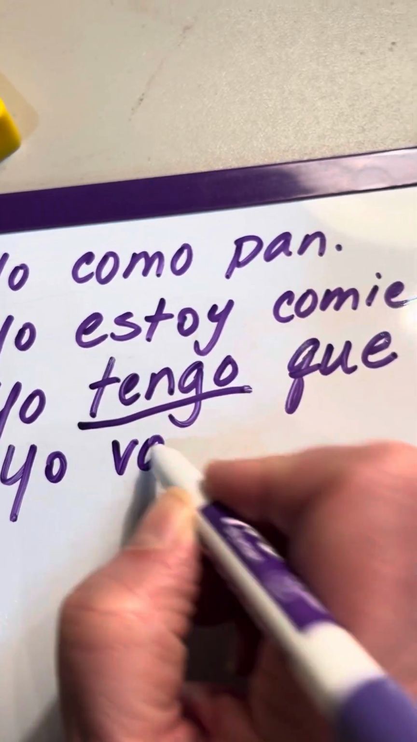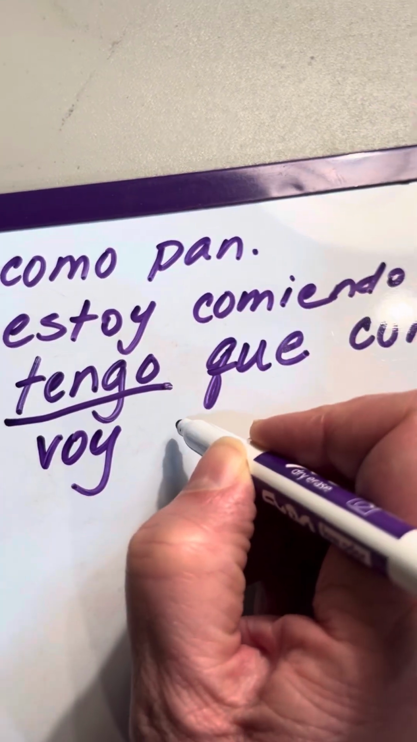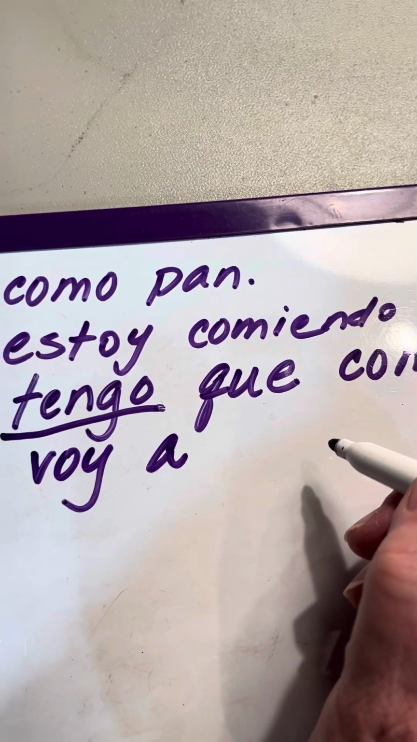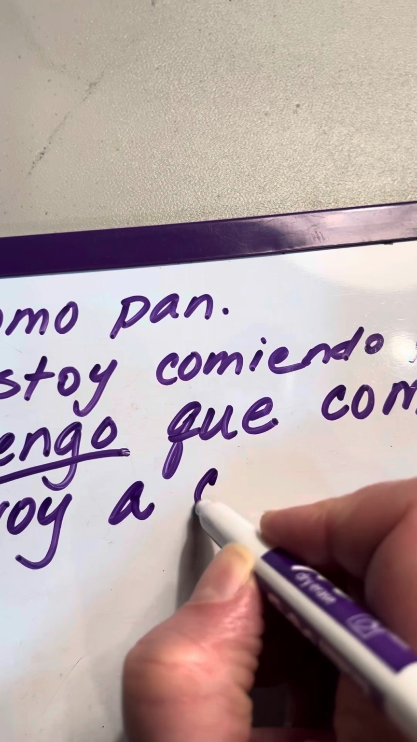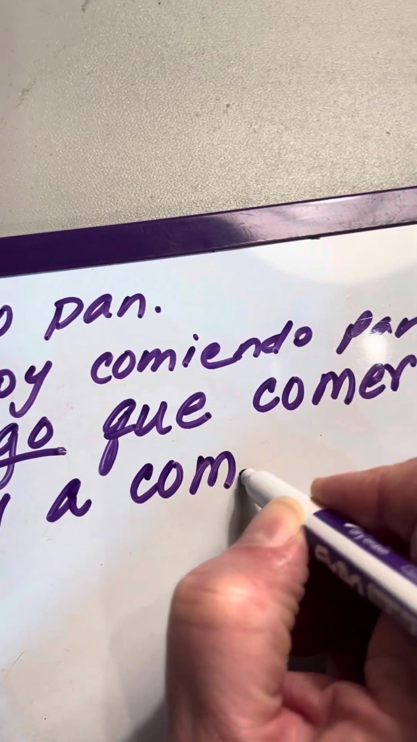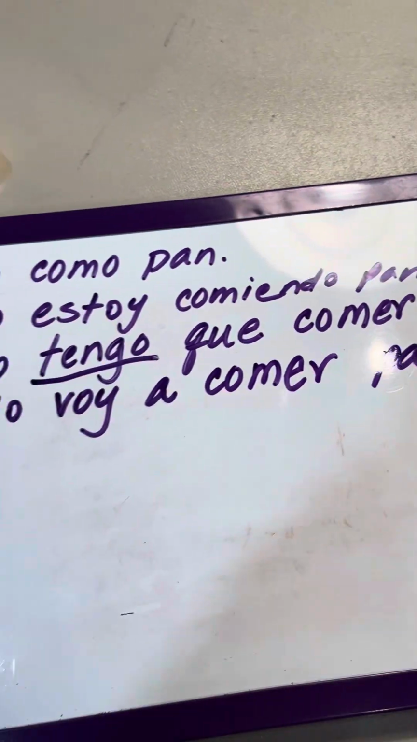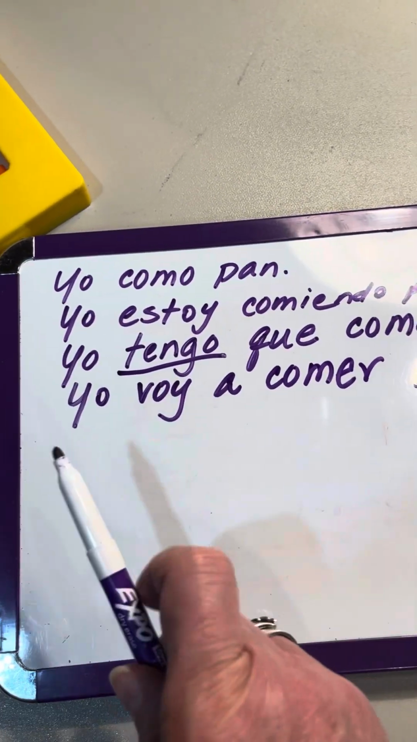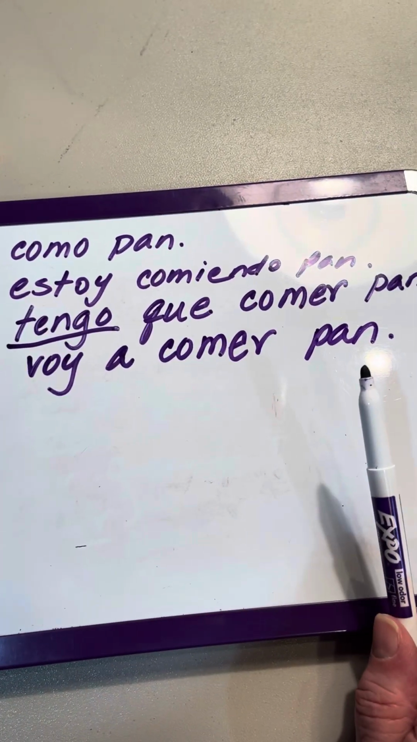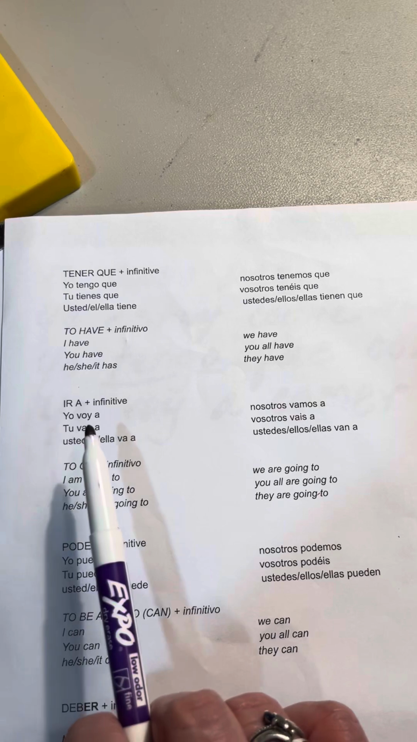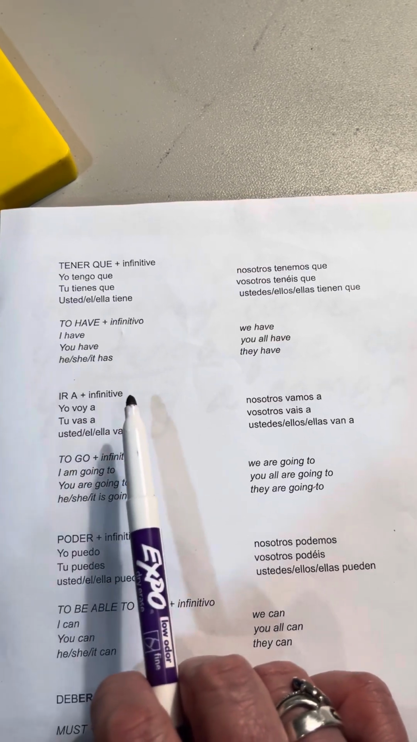Yo voy. There's your conjugation of ir. There's your a. I'm going to, sticking with our same verb. I am going to eat bread. So our second compound verb that we're focusing on is ir plus a plus infinitive.